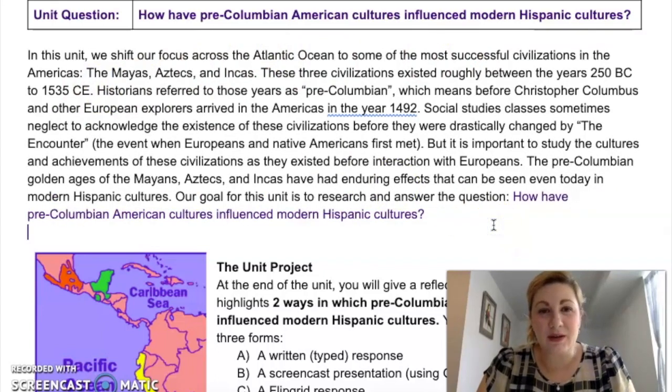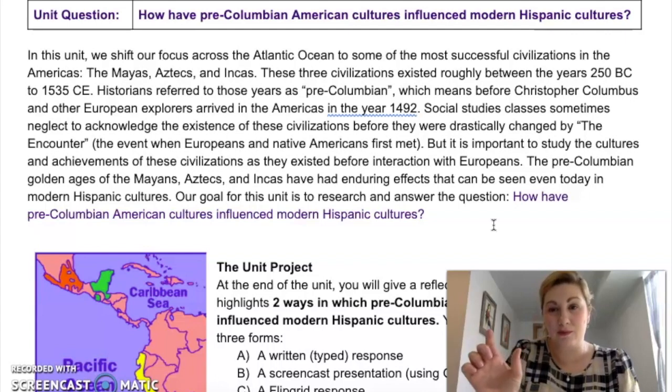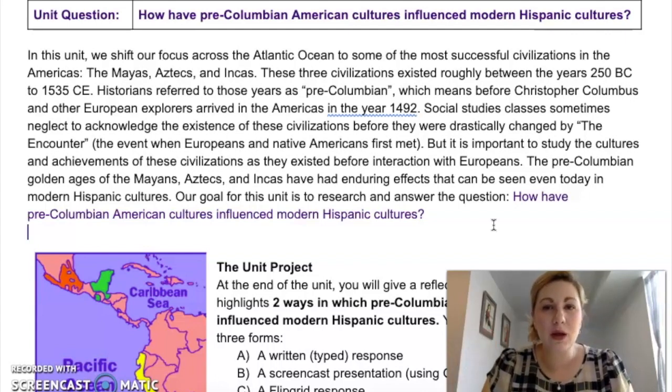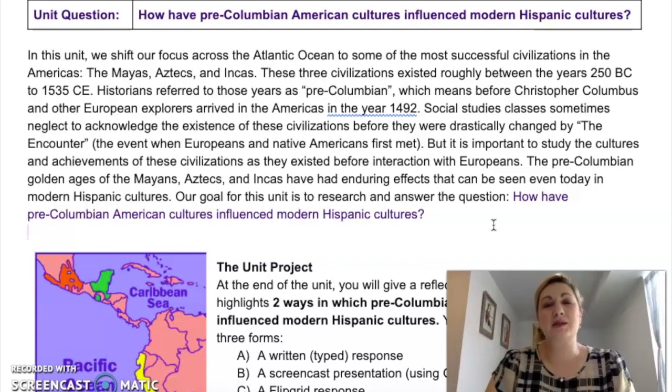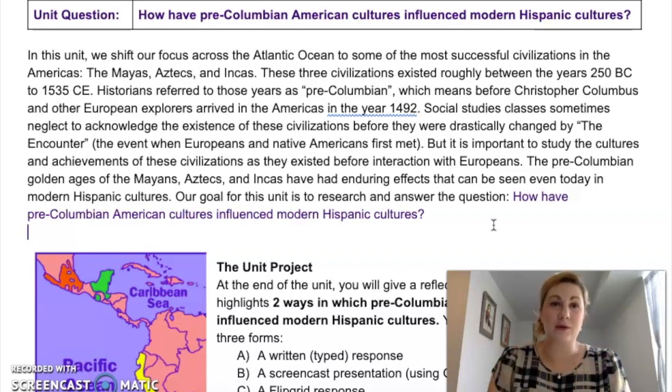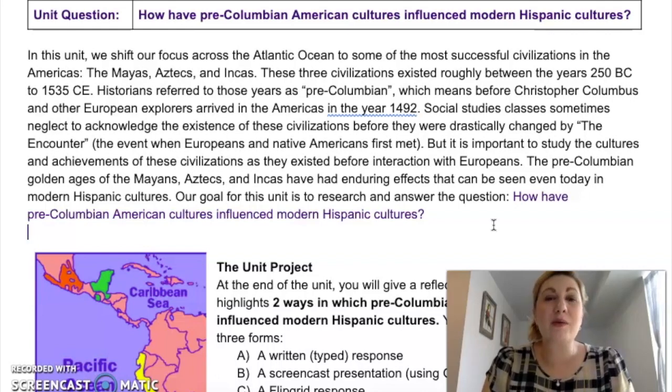Historians refer to those years as pre-Columbian, which means before Christopher Columbus and other European explorers arrived in the Americas in the year 1492. Columbian comes from that name Columbus. So pre-Columbian means before Columbus. Social studies classes sometimes neglect to acknowledge the existence of these civilizations before they were drastically changed by the encounter. The encounter is a title that we give to the event when Europeans and Native Americans first met.